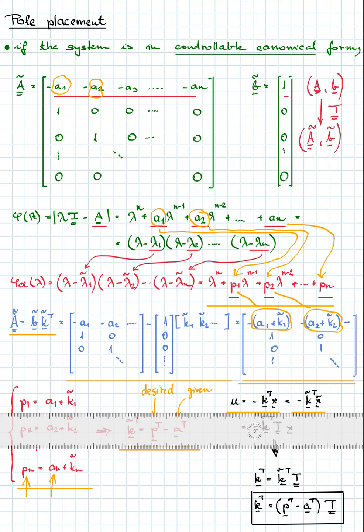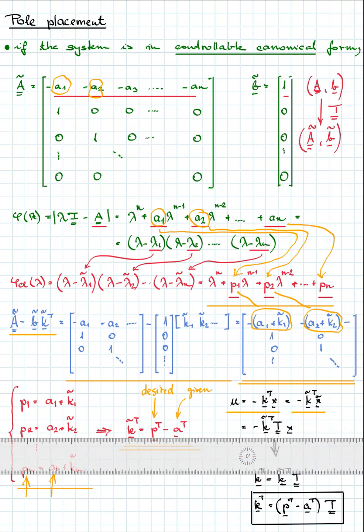The first one is minus K transpose x. This is the original system state, x. And in the second, minus K tilde transpose x tilde. In this case, don't forget, we are working on the controllable canonical form, and x tilde is equal to T multiplied by x.